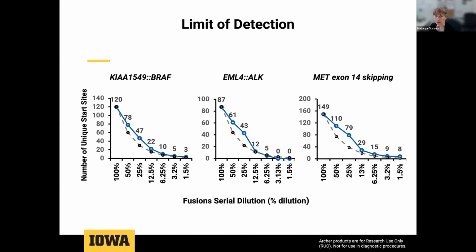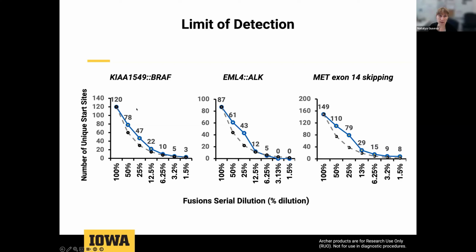We did a mixing study of fusion positive samples with fusion negative RNA, and expected results are shown in the dashed line and what we got in reality in the blue line. We also had different types of mutations, like fusions and exon skipping, in a separate mixing investigation. Sensitivity results demonstrated that gene fusion detection is around 3% of positive tumor RNA and about 5 start sites. And like I said, the sensitivity is influenced by variation in expression level.